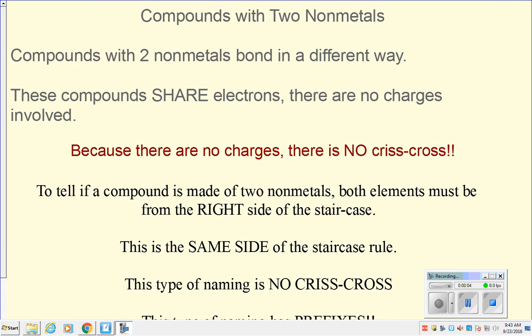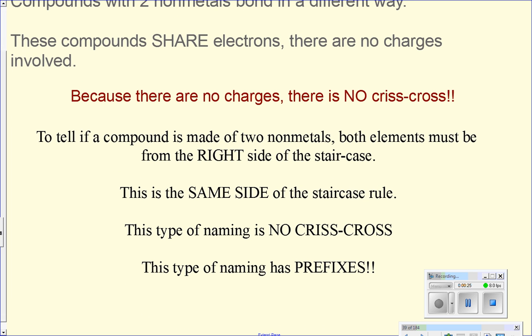The next type of naming we're going to talk about is compounds that have two nonmetals. Compounds with two nonmetals bond in a different way. They do not have what we call an ionic bond. They have something called a covalent bond. They share electrons. We'll learn more about bonding later, but what you need to know at this point is that because they're not ionic, there are no charges involved, and therefore we cannot use crisscross.